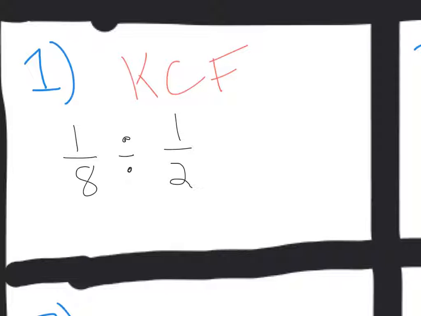Well, we know keep, change, flip tells us to keep the first fraction the same. So that is going to just stay as 1 over 8. And then we want to change the division sign into multiplication, so let's go ahead and do that. And then lastly, you want to flip that second fraction before you multiply. So that would be 2 over 1.